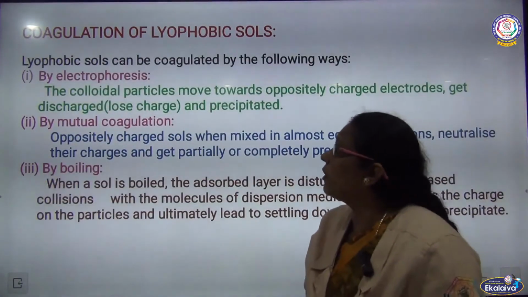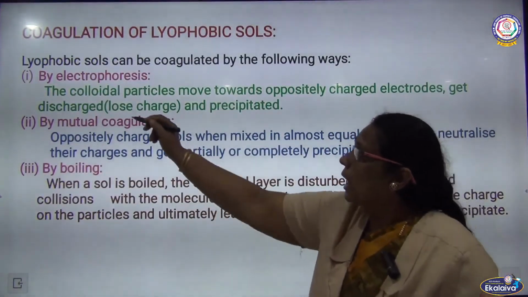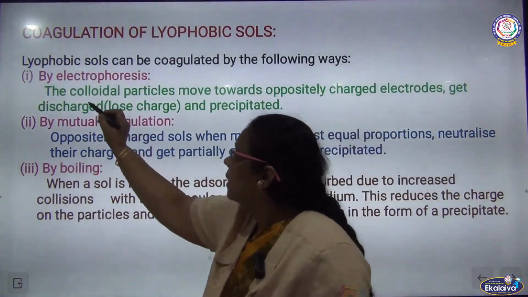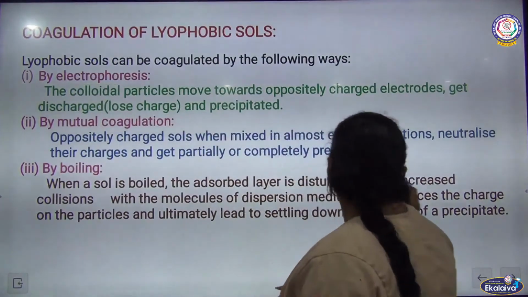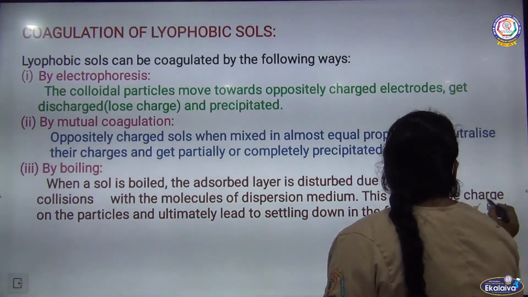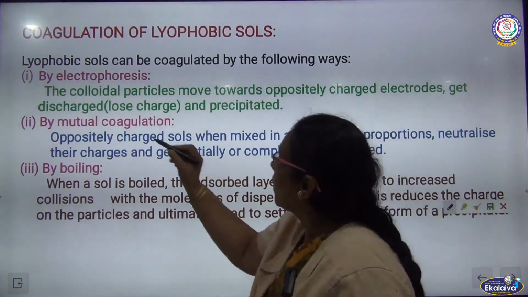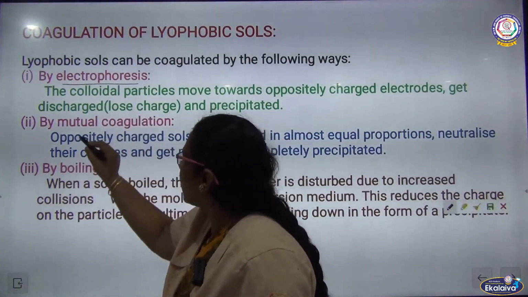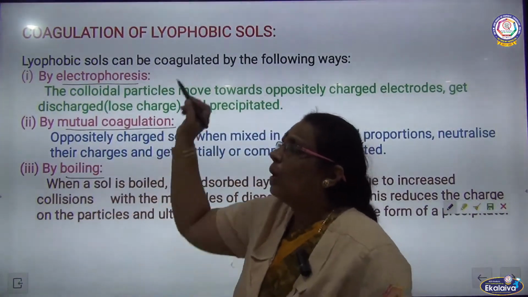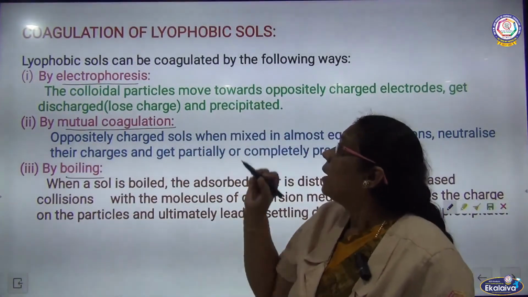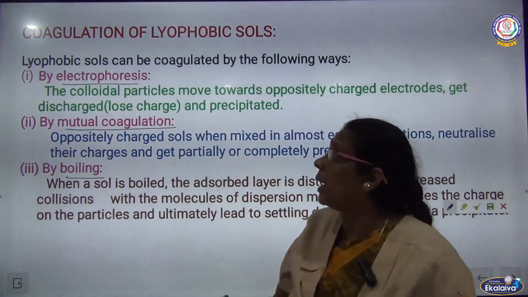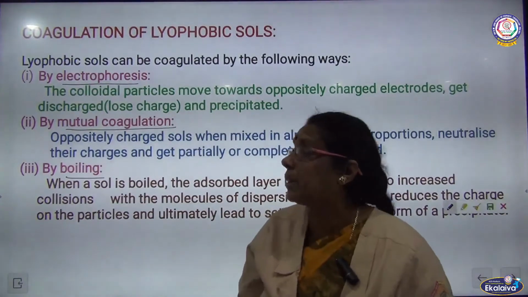The coagulation of lyophobic colloids. So lyophobic colloids, how are they coagulated? There are three different methods. One is electrophoresis, already I told you. The other one is mutual coagulation, and the third one is by boiling. So how is coagulation caused in the case of lyophobic colloids? We can talk about three different methods.